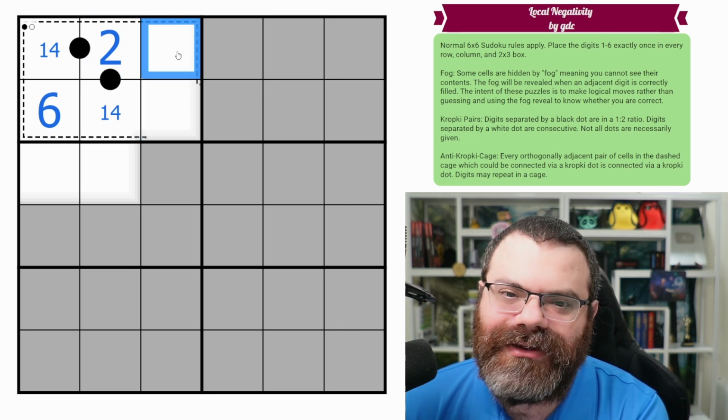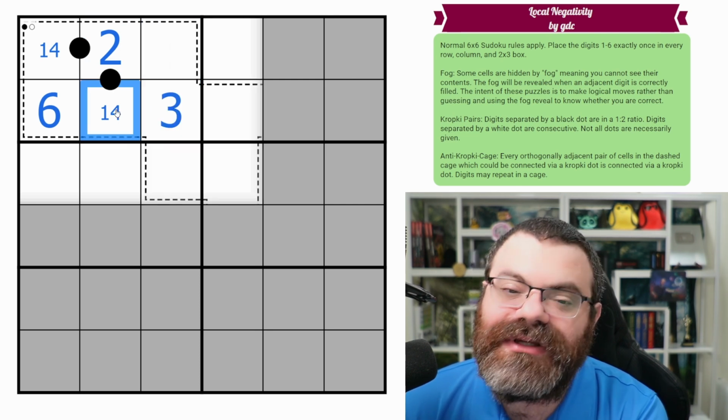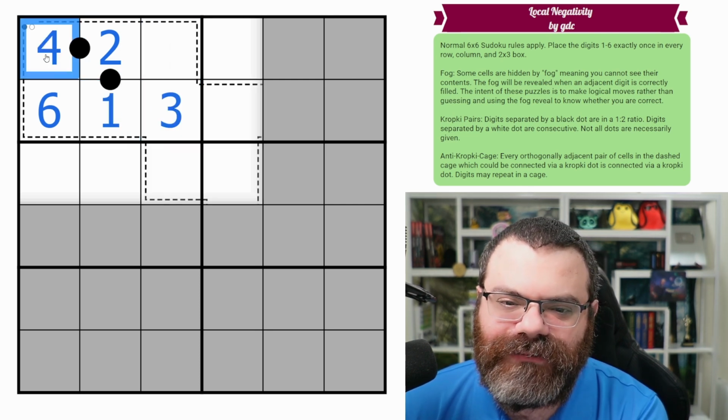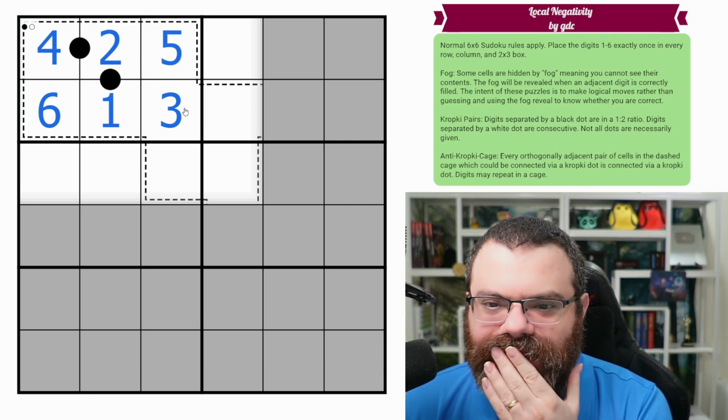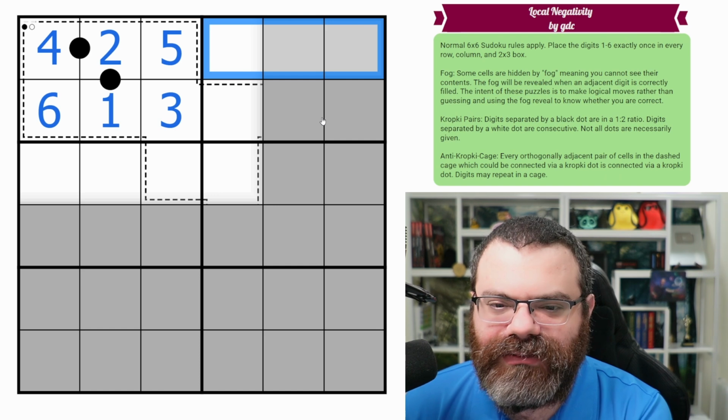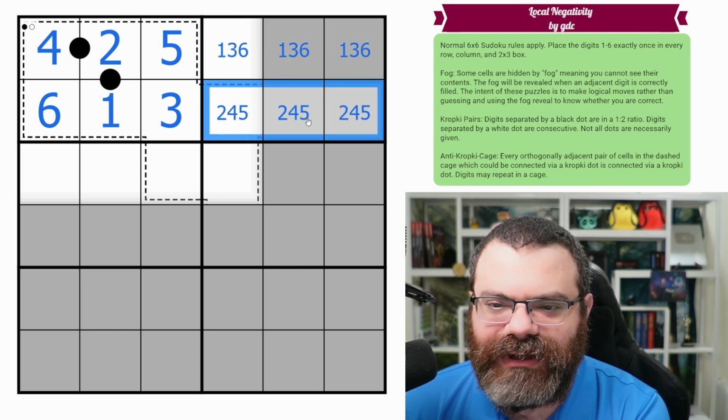And then the 3 can't go next to the 2. So 3 ends up here. That resolves this. This can't be 4 anymore. So that's 1 and 4. And then this is a 5. Nice. All right, whole box is resolved. So let's just fill these triples here. I've got 1, 3, 6, and I've got 2, 4, 5.